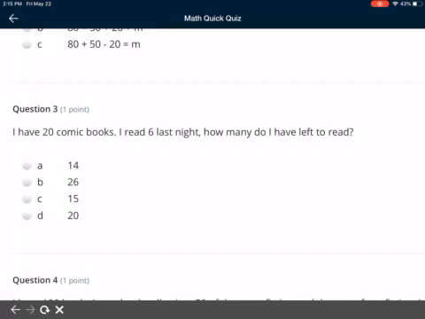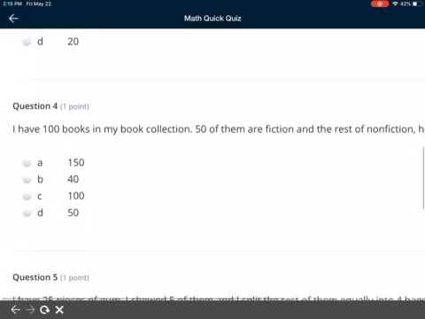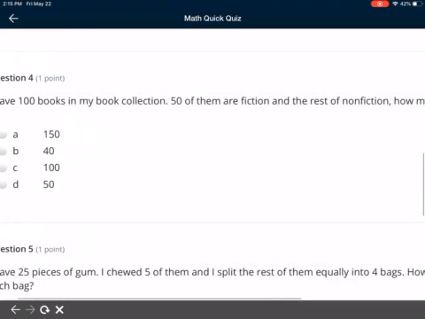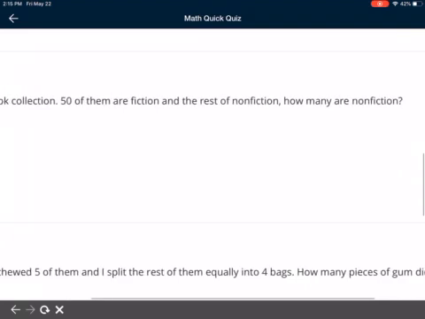Number 3, I have 20 comic books. I read 6 last night. How many do I have left to read? So just think about what's the operation for that one and what would make sense. Number 4, I have 100 books in my book collection. 50 of them are fiction. The rest are nonfiction. How many are nonfiction?